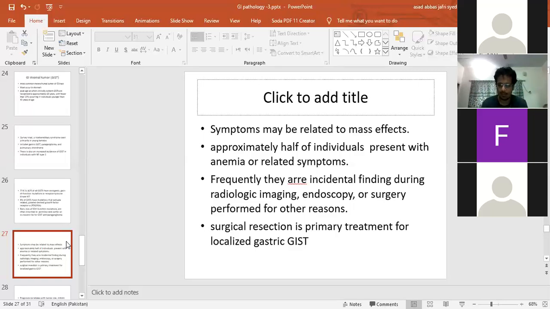Frequently, there are incidental findings during radiologic imaging, endoscopy, or surgery performed for other reasons. And generally, because they are incidental findings, they tend to be small and they carry a good prognosis. Surgical resection is the primary treatment for localized GIST, but for recurrent GIST or for unresectable disease, imatinib therapy or anti-CD117 therapy is a viable option. And these patients sometimes do very well with anti-CD117 therapy.